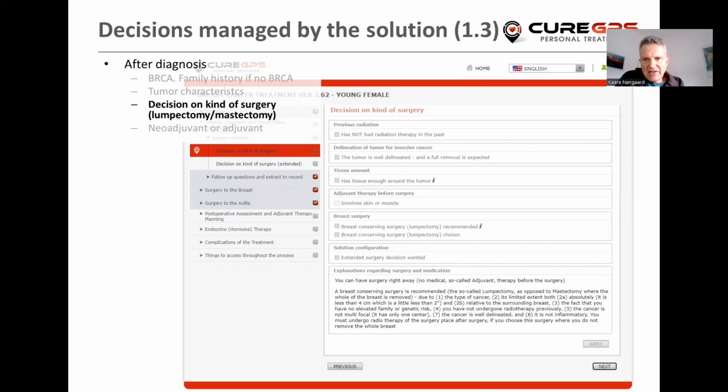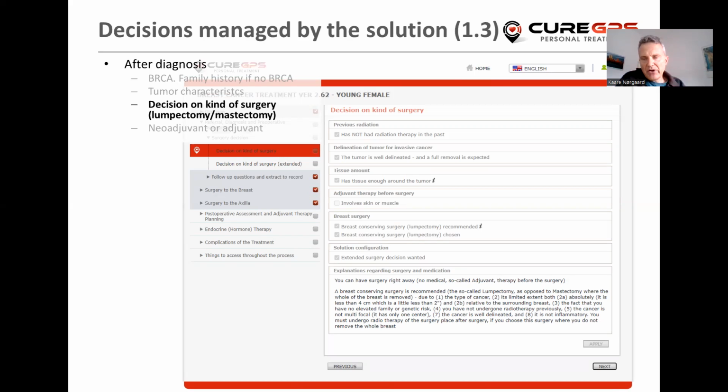Then there's that decision about which kind of surgery you would want to have, and that depends on whether you had radiation before, because in that case you can't have it again, and if you can't have it again, you must have a mastectomy, because that's the only option that doesn't require radiation. But if you didn't have radiation before, then if your tumor is well delineated, if there's enough tissue around it in the breast, etc., then you can have a breast conserving surgery, provided again you don't have a family history of breast cancer or an elevated genetic risk.